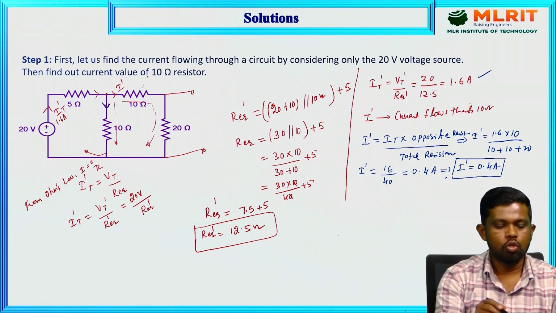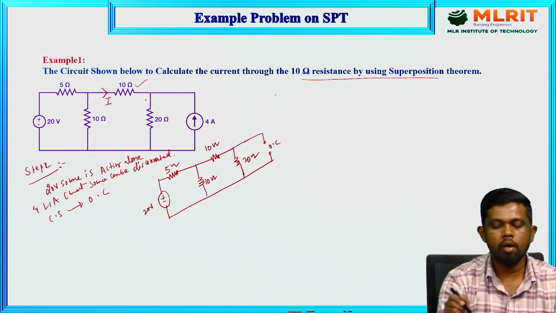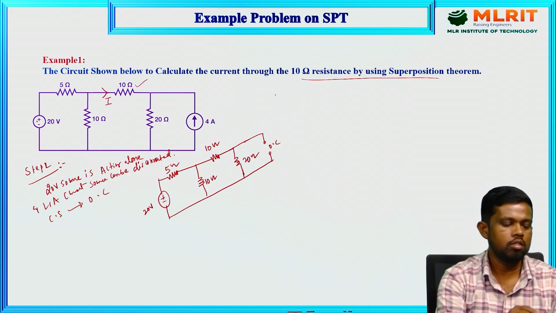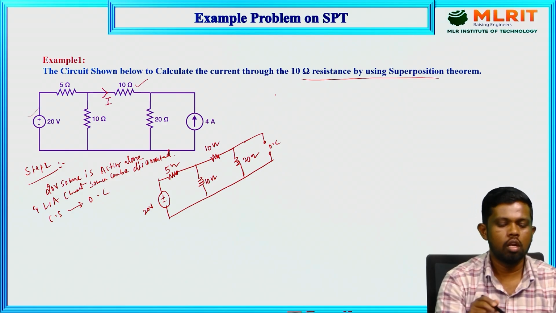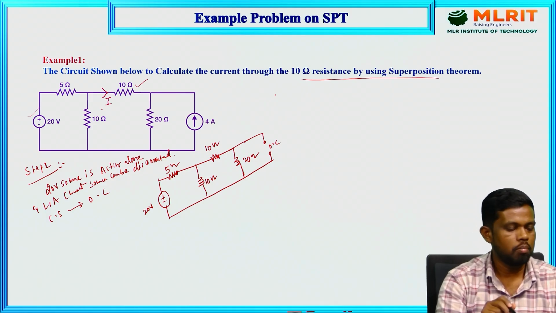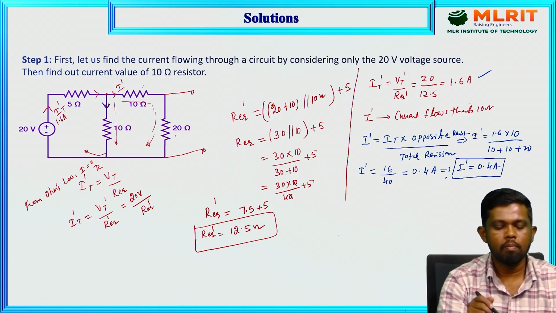In this question we need to find the current flowing through the 10 ohm resistor using the superposition theorem. Before applying the superposition theorem, we need to determine the number of independent sources. The 20 volt source is one independent source and the 4 ampere source is another independent source. We need to follow it step by step. In step number 1, we disconnect source 2 and replace it by an open terminal, meaning no internal resistance is present, so we simply replace it by an open circuit because it's a current source.